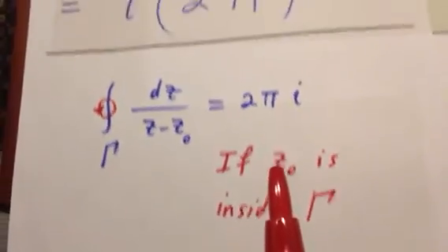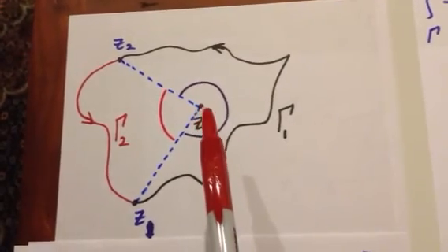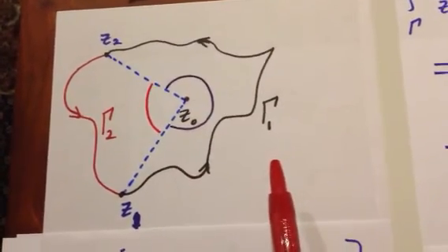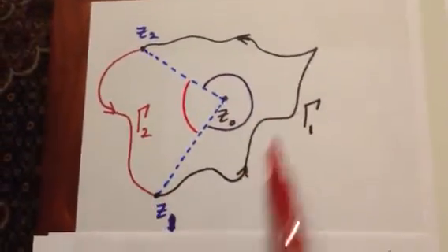What if z0 was outside gamma? Move this z0 over here. Think about that. What would be the integral over that?